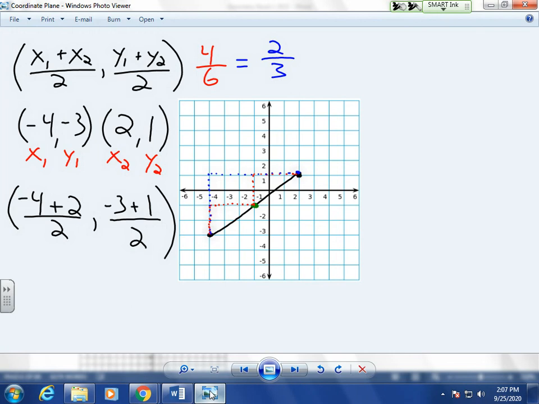-4 plus 2 is -2. -2 divided by 2 is -1. And then -3 plus 1 is -2. -2 divided by 2 is, again, -1. The exact same ordered pair that we found earlier for the midpoint. So the formula does work, and we can see it here.